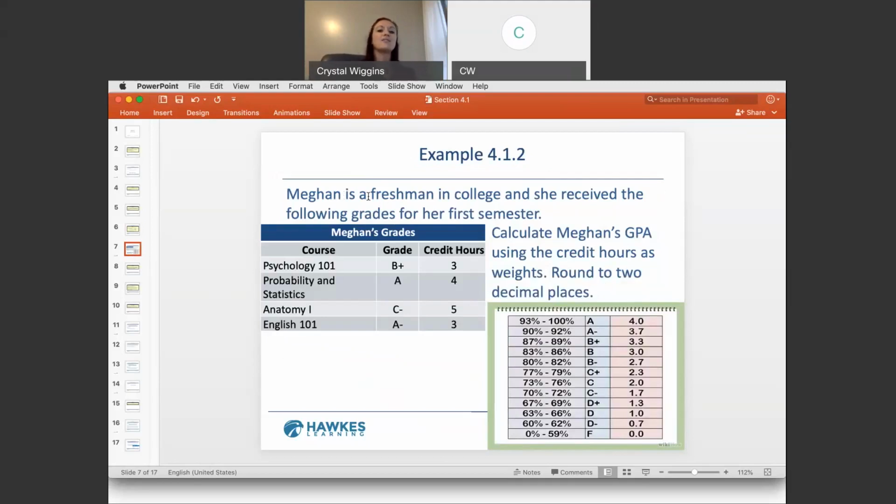So Megan is a freshman at a college, and she received the following grades for her first semester. In her psych class, she got a B+, and that psych class was 3 credit hours. Statistics, she got an A, of course, and it was a 4 credit course. Anatomy and physiology, got a C-, that is a tough class. Let's say it was a 5 credit course, and English, A-, 3 credit course.